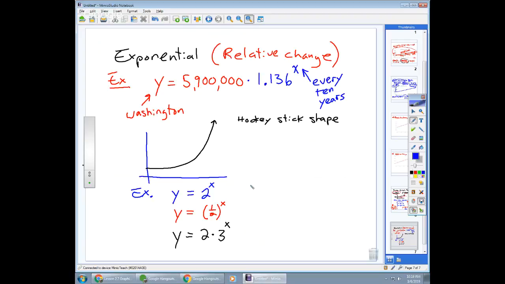So if I were to graph this blue one right here, it would look a lot like the graph of the Washington population we looked at a minute ago. This red one is a little bit different. What's going to happen to it is it's going to drop down because I'm repeatedly multiplying by a half, so I'm getting smaller over time. So if I were to look at the graph of that, it's going to head down. So if the base is a whole number, it goes up. If it's a fractional number, it goes down. This one here, since the base is a whole number, would go up and curve up.